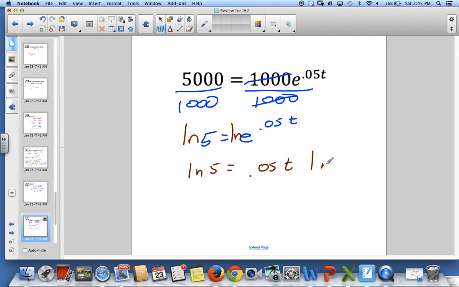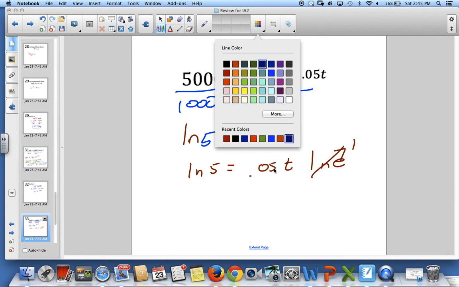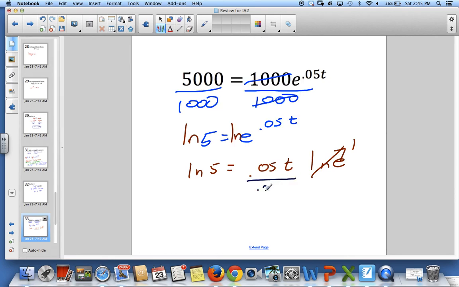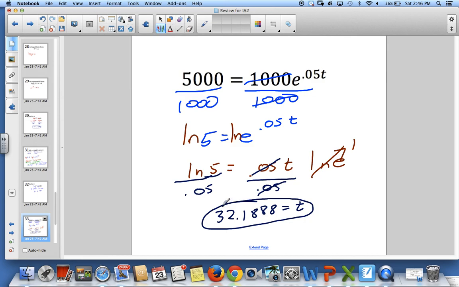0.05t times the ln of e, but ln of e is just 1, so I don't worry about that. And then I'm going to divide both sides by 0.05, not the ln of 0.05, just 0.05 without ln. So then I do ln of 5 divided by 0.05, and I get 32.1888 equals t. And that's my answer for that one.